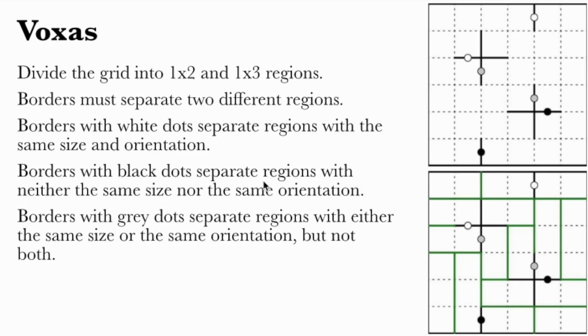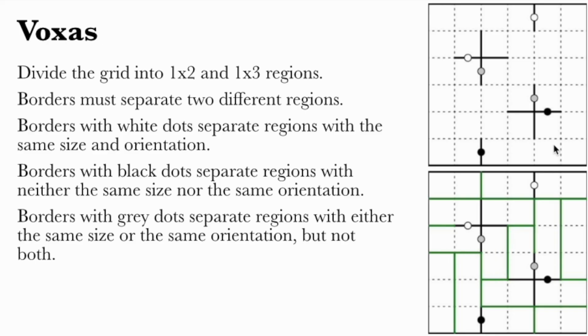Borders with black dots separate regions with neither the same size nor the same orientation. So as an example here, this vertical triomino is separated by a black dot from a horizontal domino. So different sizes and different orientations. Borders with gray dots separate regions with either the same size or the same orientation, but not both. And an example here where these two have differing sizes but the same orientation, and another example here where they have different orientations but the same size.